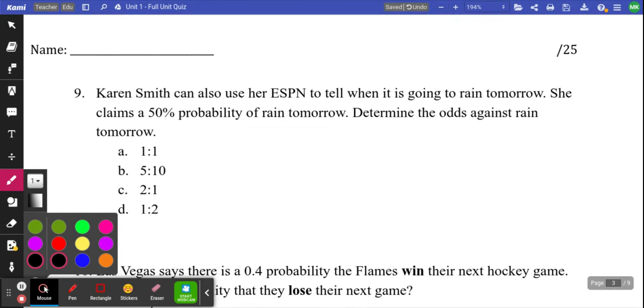Number 9. Karen Smith can also use her ESPN to tell when it is going to rain tomorrow. She claims a 50% probability of rain tomorrow. Determine the odds against rain tomorrow. 50% probability means there's an equal chance of it happening and not happening. This also says there's an equal chance of it happening and not happening. For every time that it happens, there's 1 time that it doesn't happen. 1 to 1. It's called even odds.